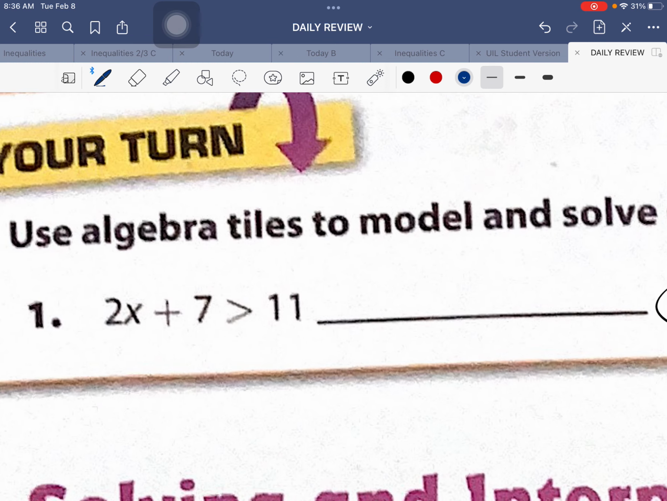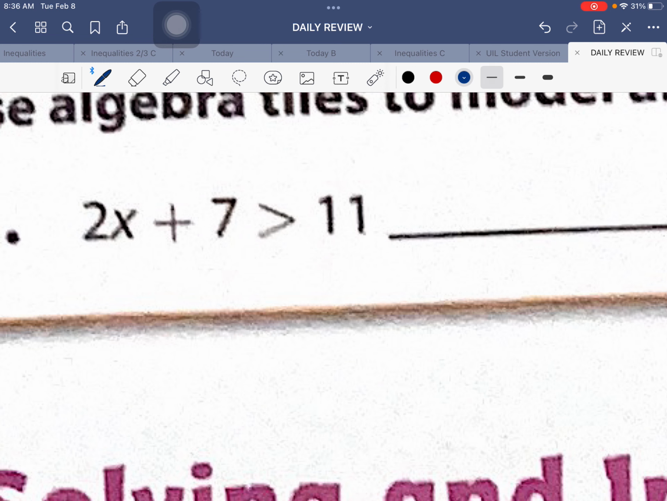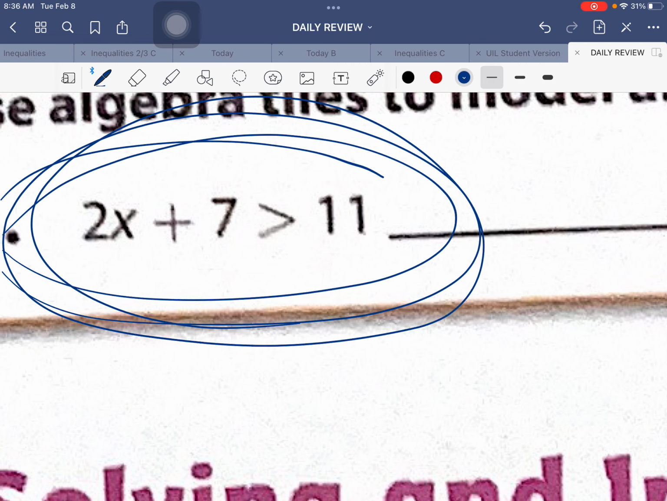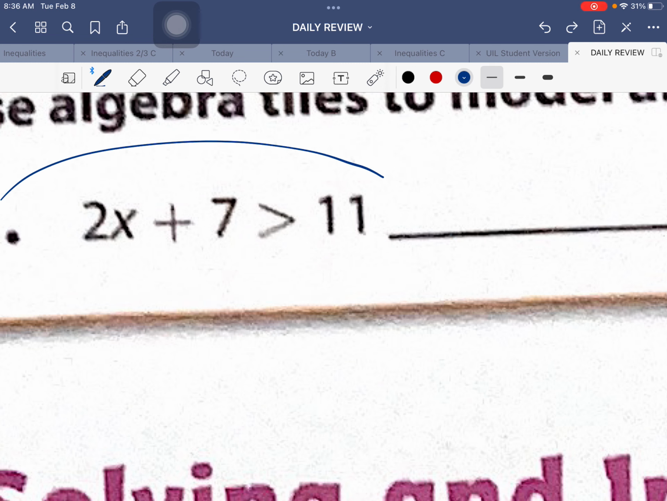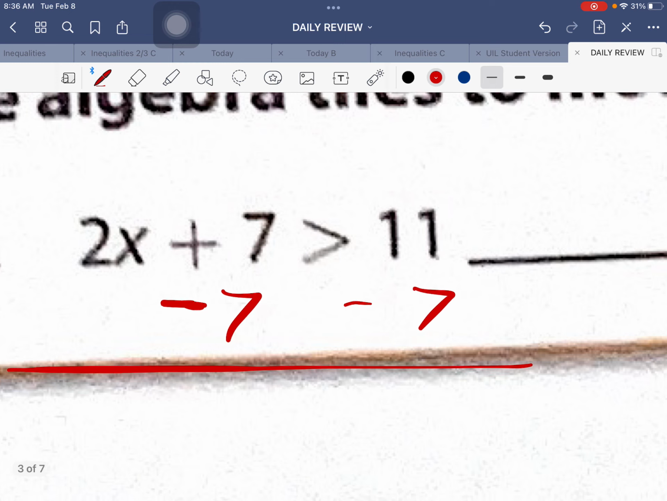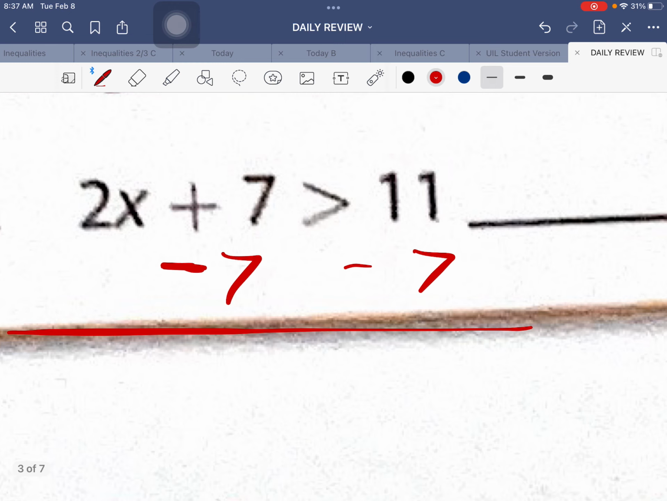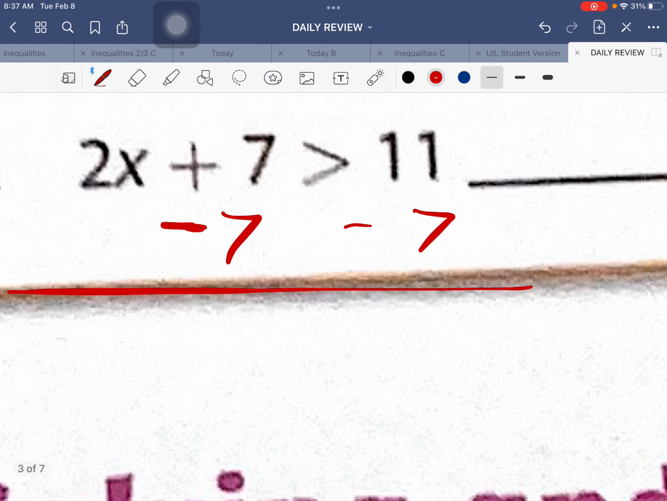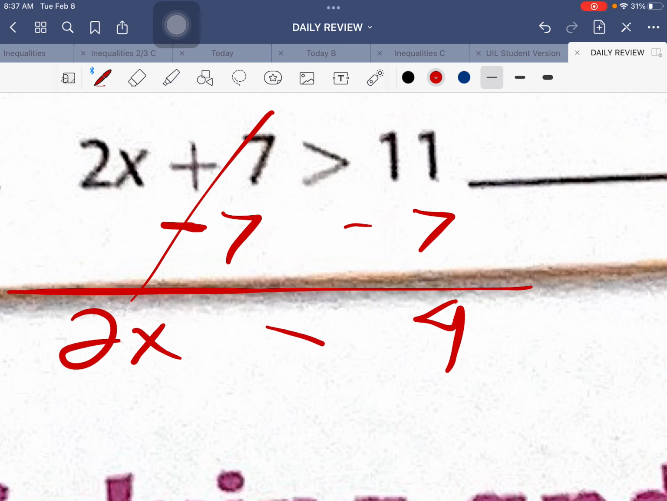Now, which one is adding right here? The first one. 7. What's the opposite of adding something? Subtracting the other 7. What I do to one side, I have to do to the other side. What's 11 minus 7? 4. These cancel each other out, so let's bring everything else down. Everything stayed exactly the same.